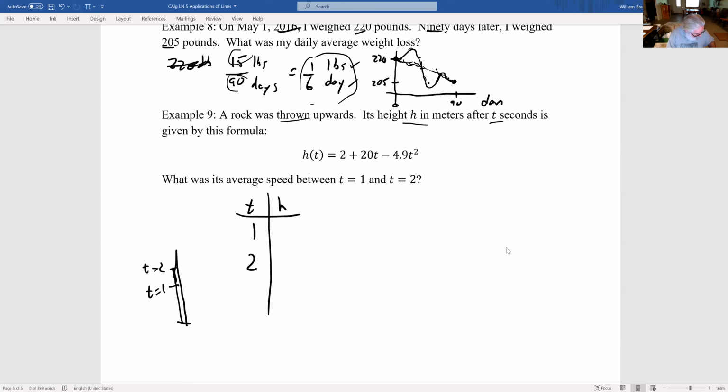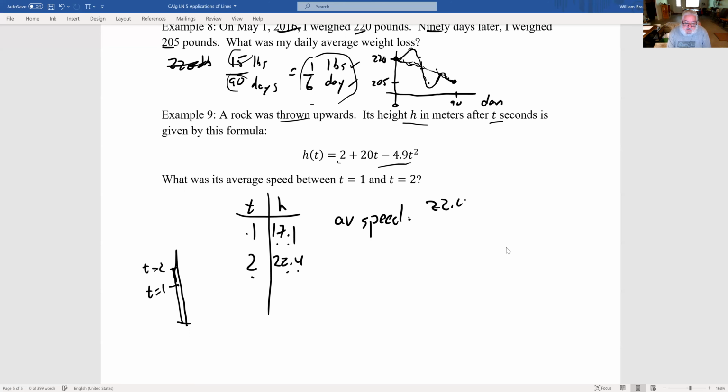And I just need to look up where I had this written down. If you plug in t equals 1 into this formula, you get 17.1. And if you plug in t equals 2, you get 22.4. So what is this telling us? At 1 second after release, it's 17.1 meters in the air. At 2 seconds after release, it's 22.4 meters in the air. So what's the average speed over that time interval?